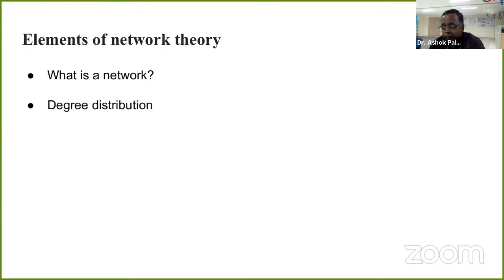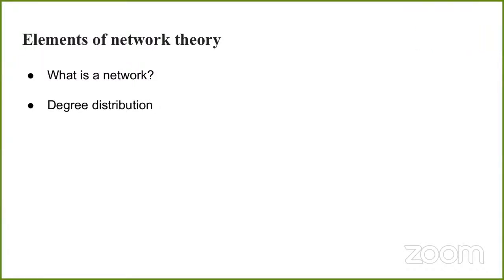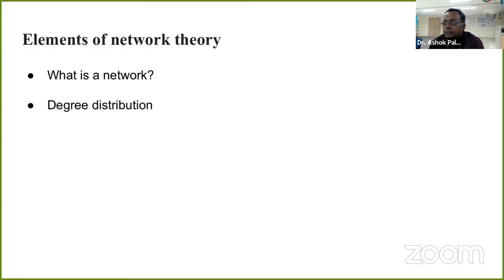Can anyone tell me what a degree distribution is? Or what the degree of a node is? What is the degree of a node? Number of edges connected to each node. Okay, that's the degree. Good. So the degree of a node is the number of edges it has. If we find out the degree of every node and list out these degrees, it is called a degree distribution.